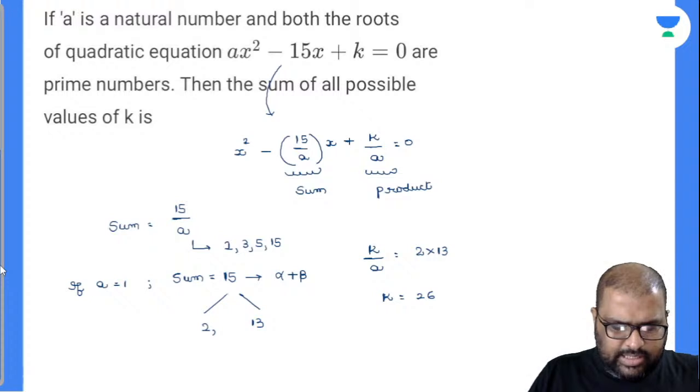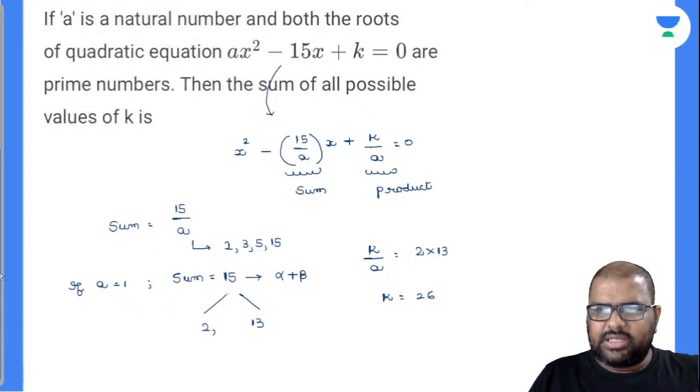14r square in second bracket equation. What is this 14r square? Where is this 14r square?